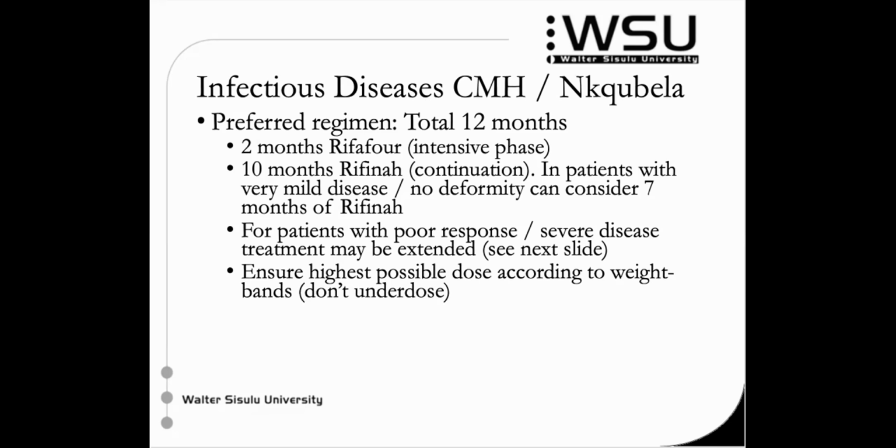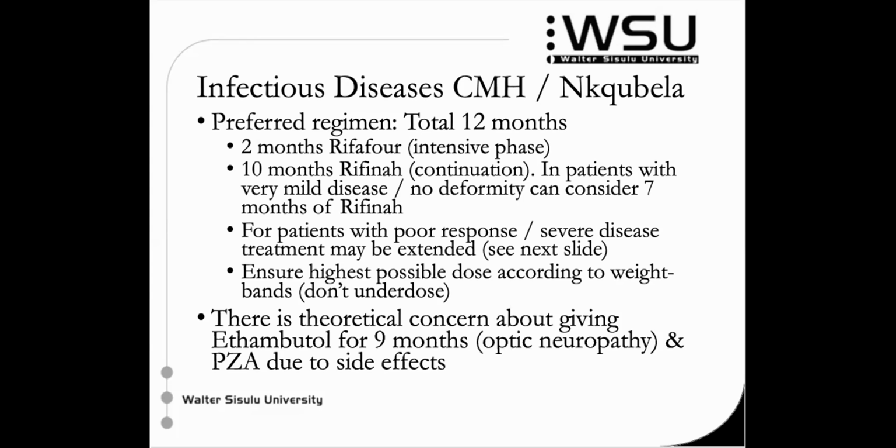And one of the things that is important, regardless of which regimen you follow, is that when you calculate your dosing, or when you look at the weight band for your patient, you use the highest possible dose according to the weight bands. You don't want to underdose these patients, and watch them as they pick up weight during treatment. So say, for example, they're just under the weight band for 3 or 4 tablets, you'll probably go a little bit higher.